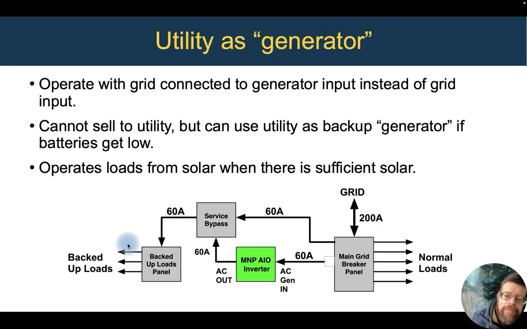But we do have a backed up loads panel, which is normally connected to the output of that inverter. So if we have solar on that inverter, it can be operating our backed up loads from the solar and the batteries most of the time, unless the batteries get too low, in which case it switches over, starts using the AC generator input as a battery charger, and recharges the batteries that way. So there we get some benefit from the solar, but we still avoid operating in parallel with the grid.